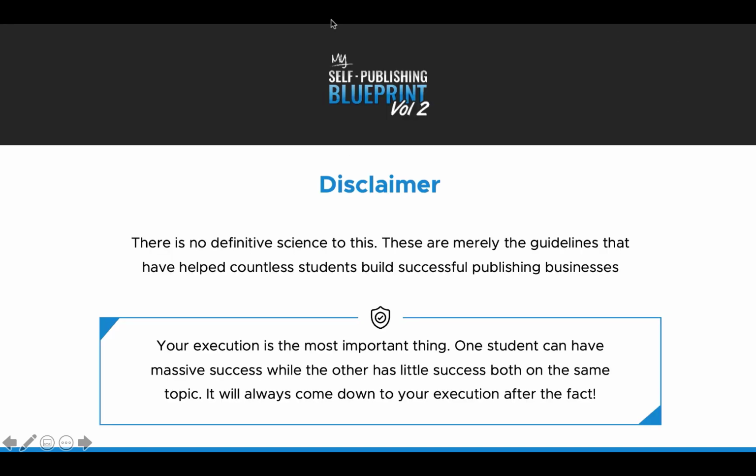So I do want to put a disclaimer out there: this is not definite science. Keyword research is always changing, and these are merely the guidelines that have helped countless students build successful businesses. The execution that you have once the book is created really is the most important part. I've seen students have massive success with one keyword, where another student has a massive flop because their execution was no good. So your execution of how you implement everything you're going to be learning in this course is going to make the biggest difference for you.